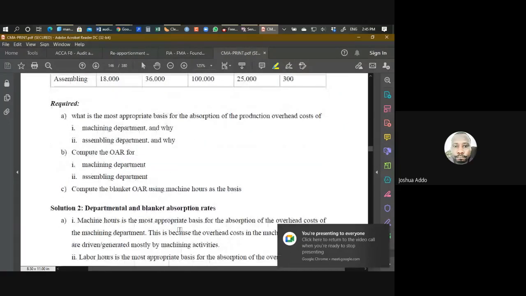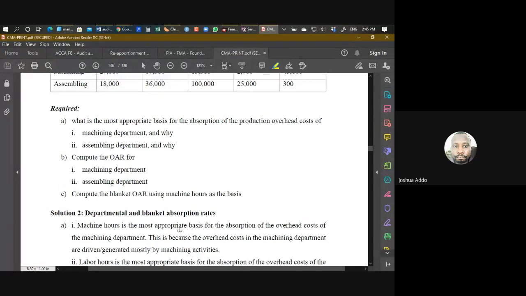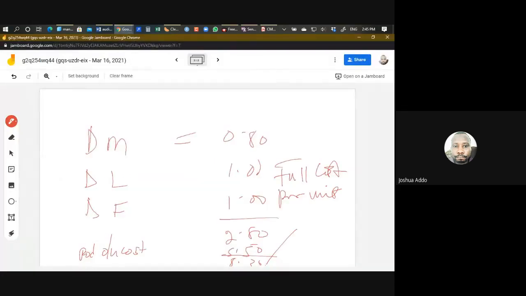Okay, now B, compute the OAR for machining department and for assembling department. When we do it on a departmental basis, we are using the departmental approach of overhead absorption. So we take each department, because the assumption is that each department is separate. We can't put them together. We have to absorb them separately. So when we take machining department, we all know the formula for calculating the overhead absorption rate.